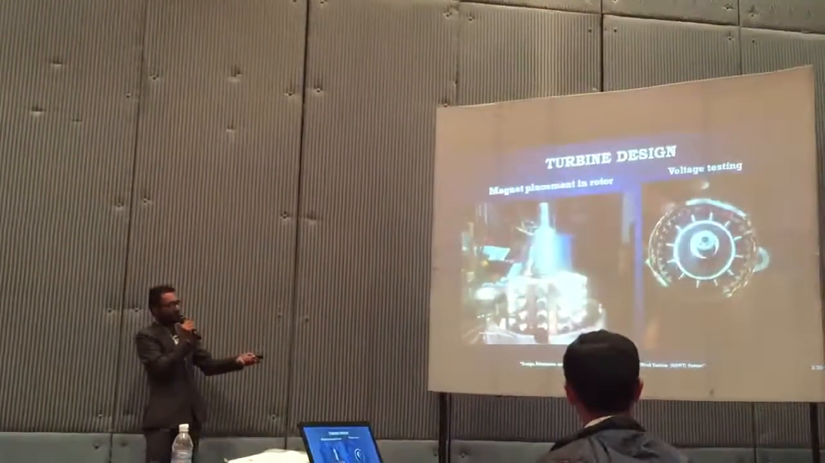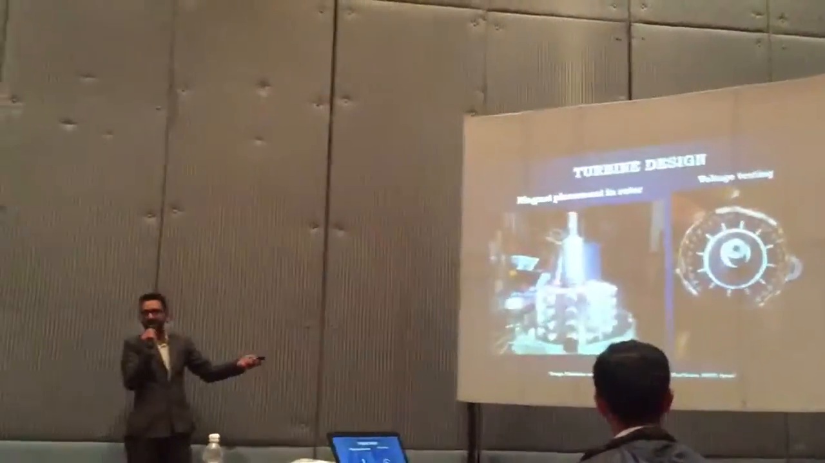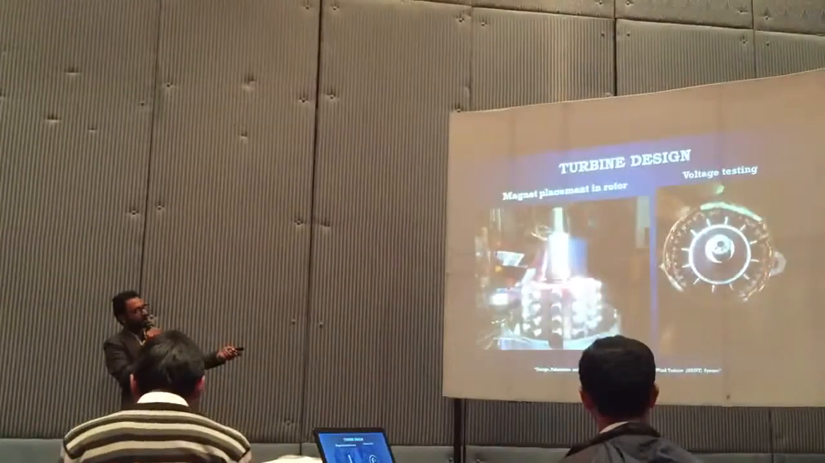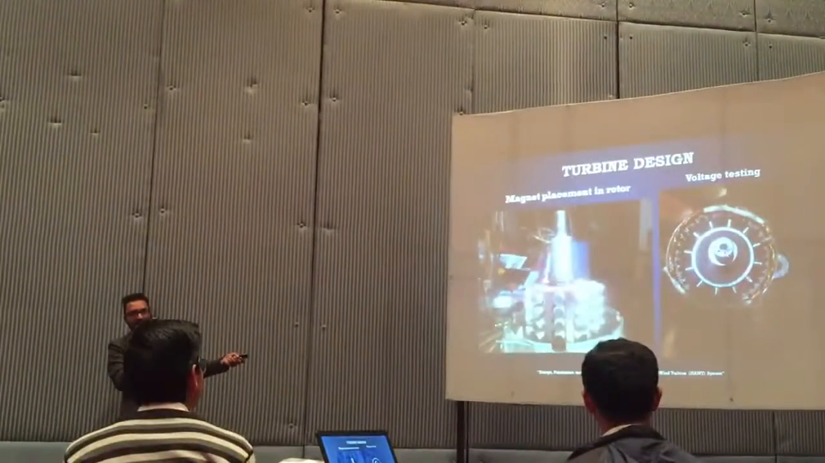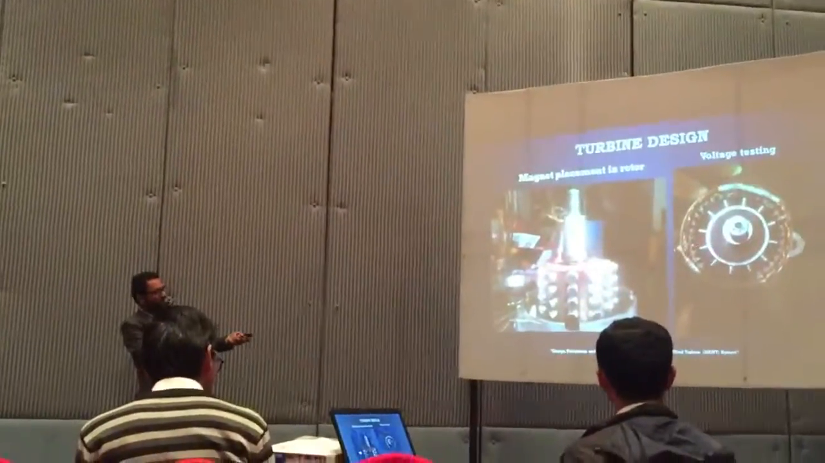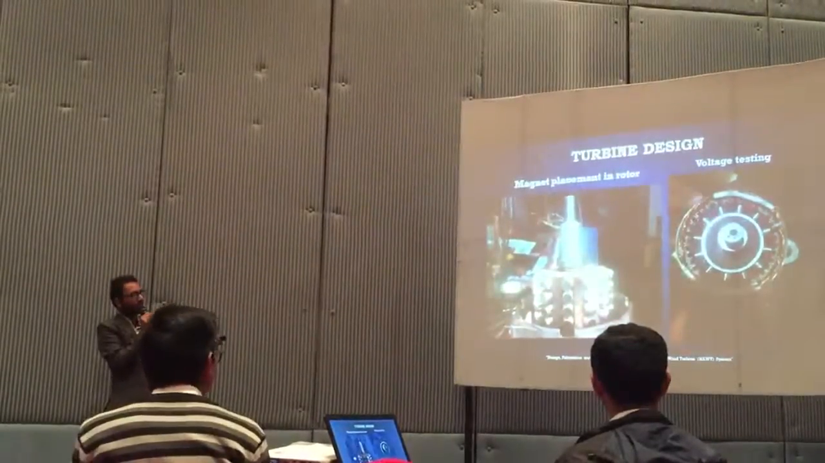These are the permanent magnets which are placed in the rotor, and there are many permanent magnets. Inside this is the voltage testing, a very low die which can carry very low current. This is only for the testing. I'll show you later on. This is the magnet placement in the rotor, and this is the voltage testing.